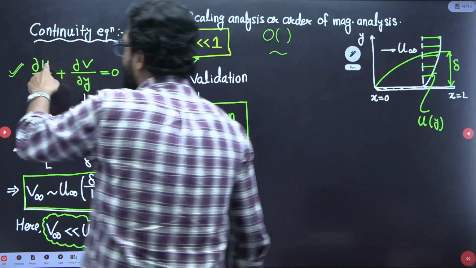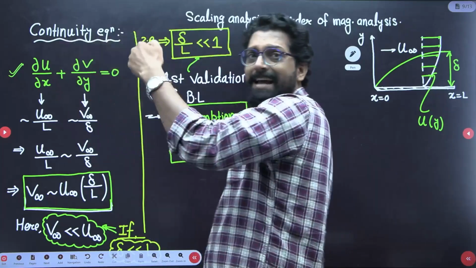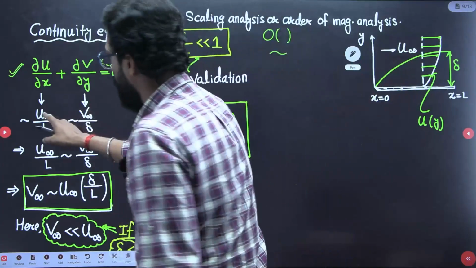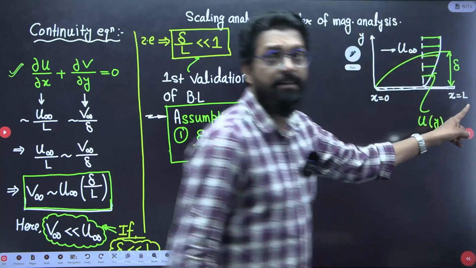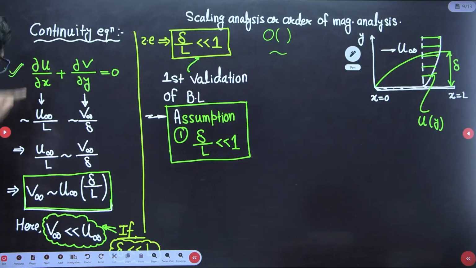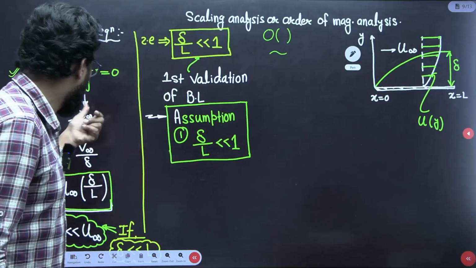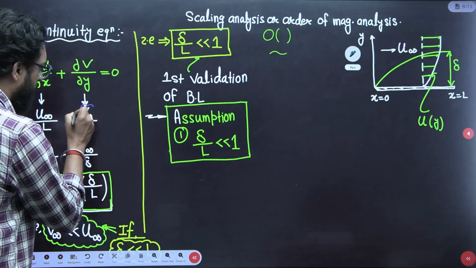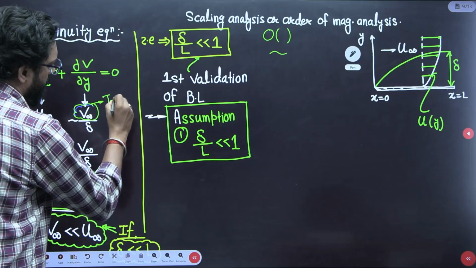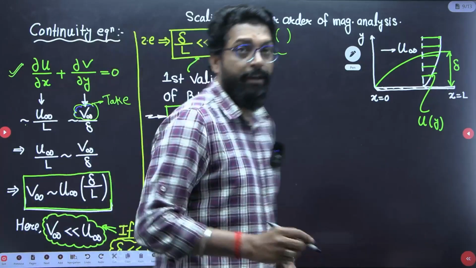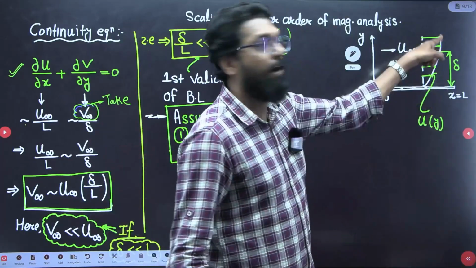So, this u is velocity in the x direction, and this v is velocity in the y direction. U in the x direction is u infinity. X is the direction, and the maximum distance in x is L, so put L here. These are the orders. Now, what is the order of v? We don't know. Let's suppose the order of v is v infinity, and the order of y, the maximum y value, is delta.